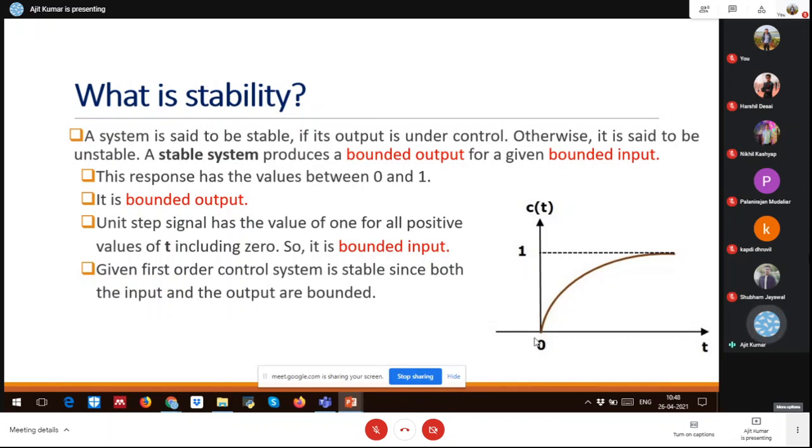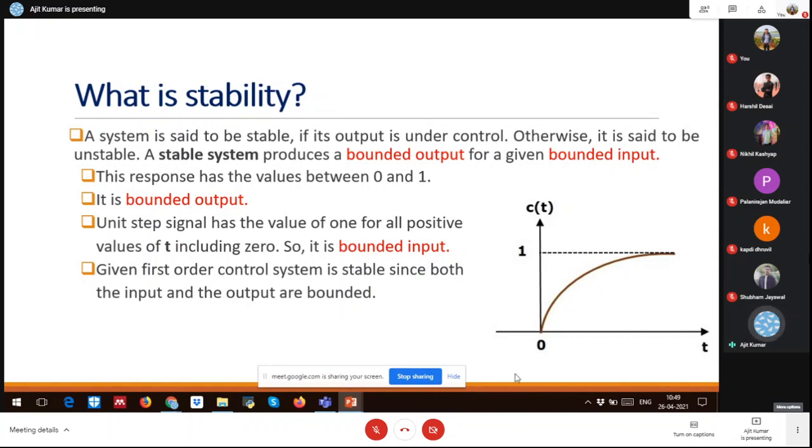But when your system is producing a bounded output, I mean the response for bounded input is bounded, then it is known as stable, or sometimes we call it BIBO stable, bounded input, bounded output stability, or stable system. So for most of the control system operation, they are bounded by input and output.